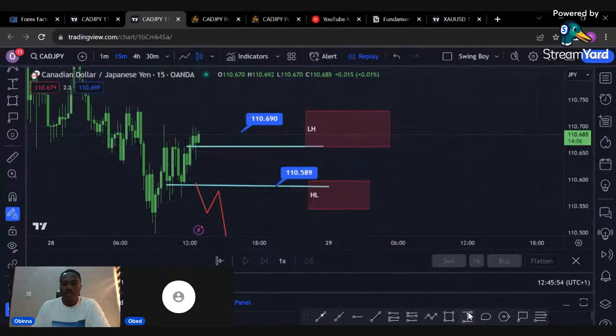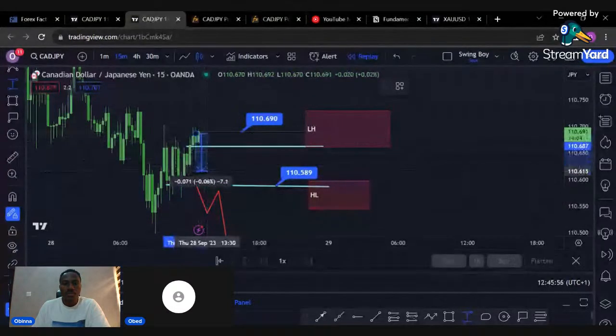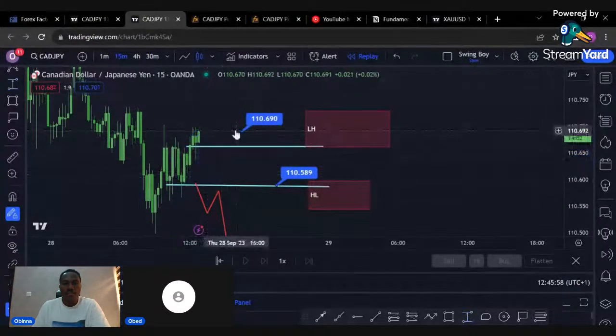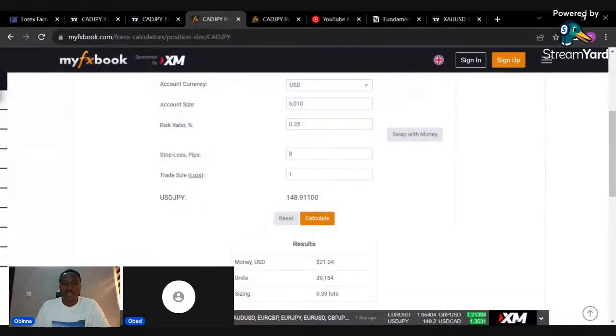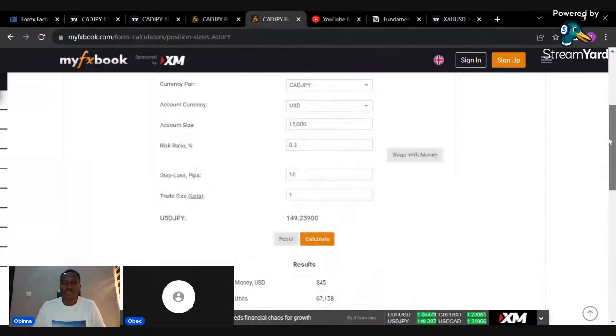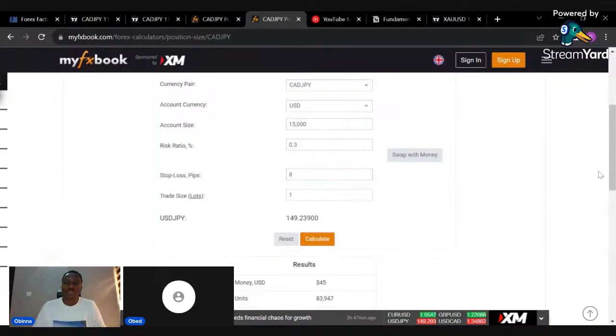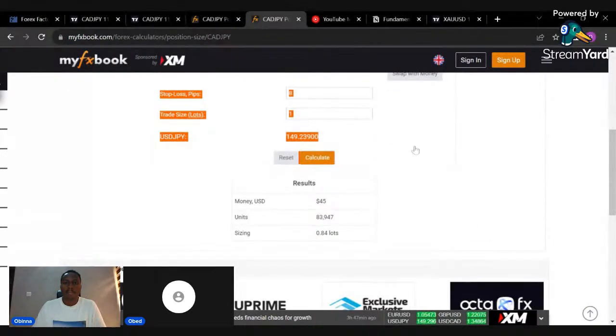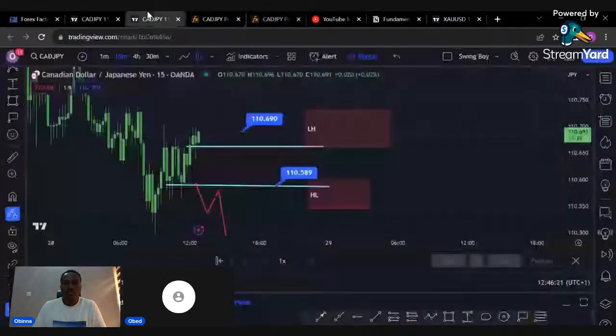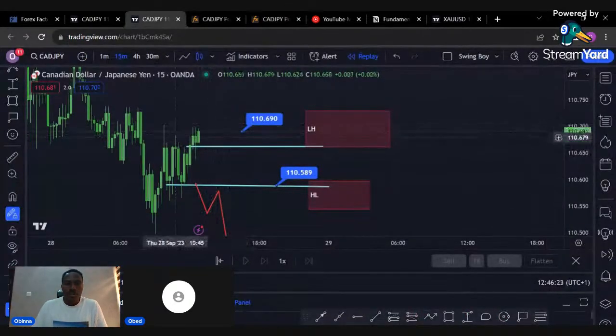So let me see how many pips this is. This is for buy, 8 pips for buy. Okay, I need to change this thing. 140. Still the same thing. Today I'm not looking for buys, but it's a good one for buys.